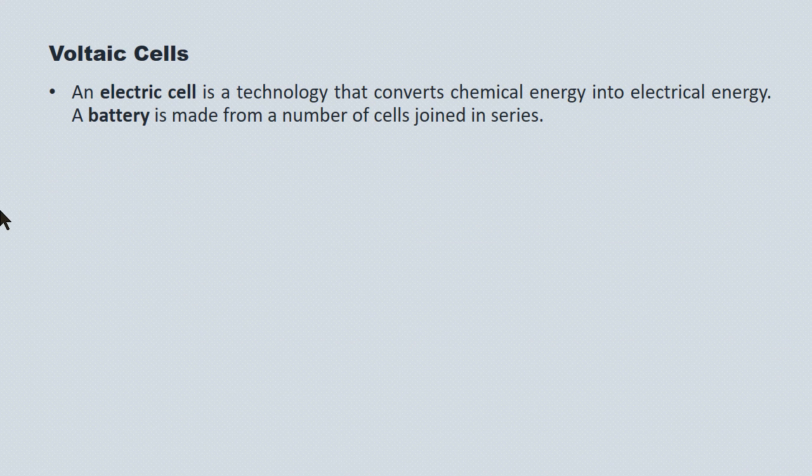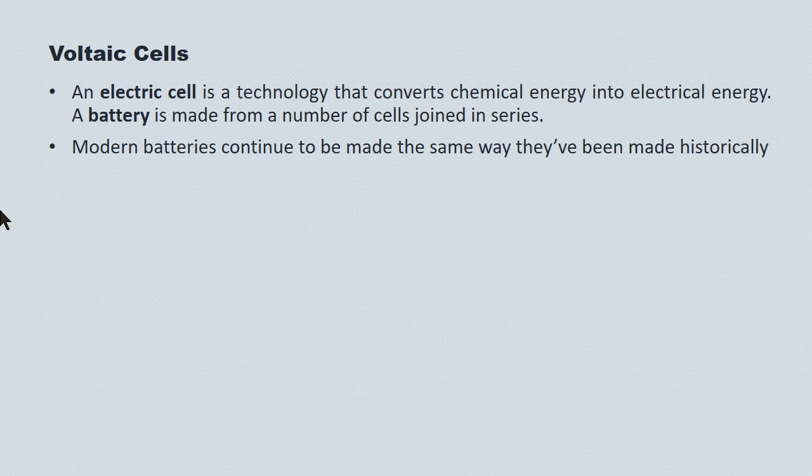An electric cell, or a Voltaic cell, is a technology that converts chemical energy into electrical energy. The battery is slightly different. It's essentially a series of Voltaic cells joined together in series to increase the voltage. And we'll explain that here in a minute. Modern batteries continue to be made the same way they've been made historically.